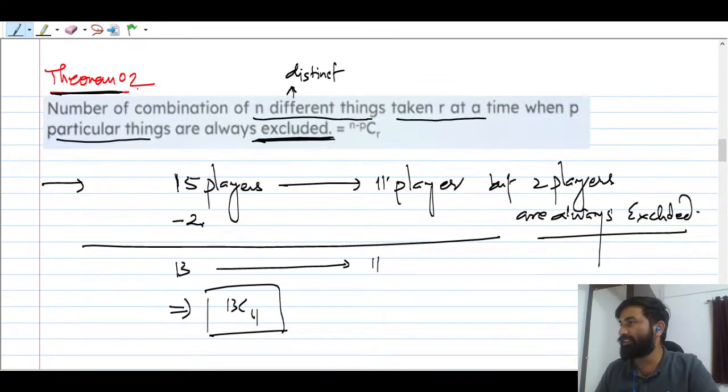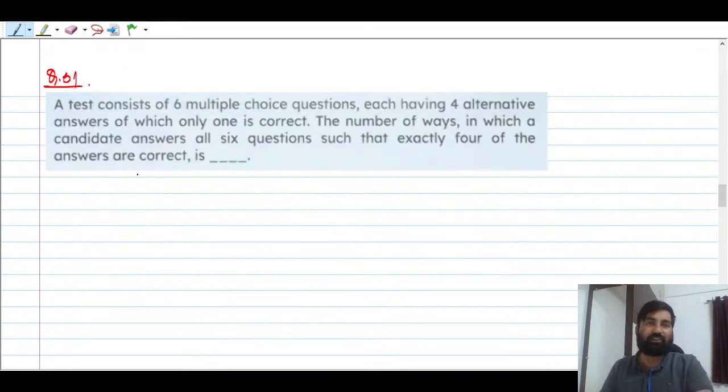So these are theorem 1 and 2, right? I hope this makes sense. Now we will talk about some questions based on nCr and nPr. So let us solve some questions based on nCr and nPr. I have taken some questions. Question number 1 is here on your screen.